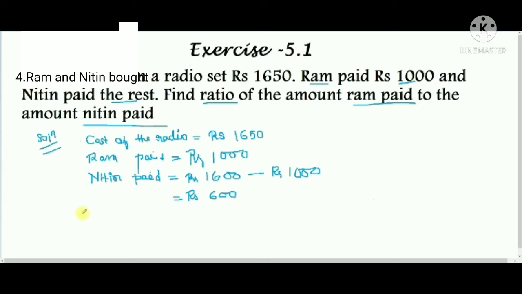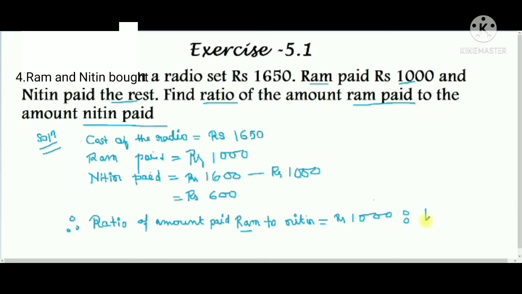So here we will write ratio. Here we have written the ratio of the amount paid by Ram to Nitin. According to the question, first Ram paid how much? Ram paid 1000 rupees, so first you write this. Then the ratio symbol, this one is called the ratio symbol. Then what next? Nitin. How much did Nitin pay? 600, right? So here we will write 600.